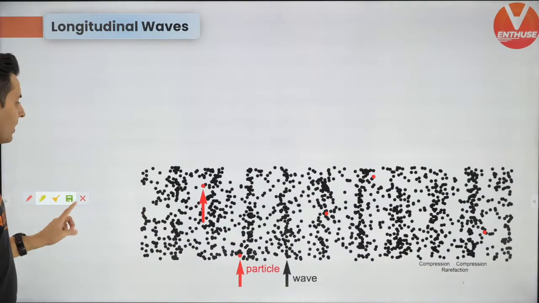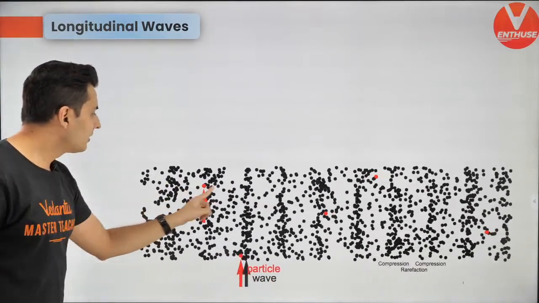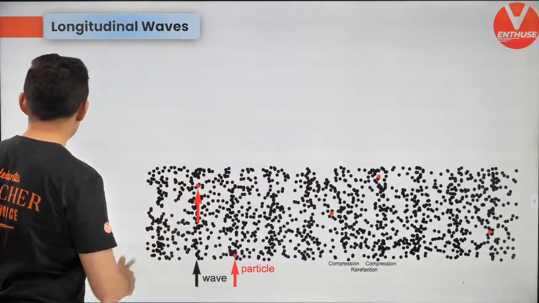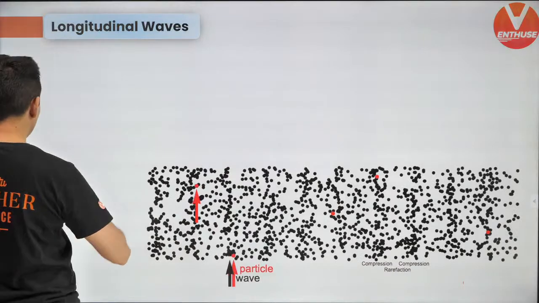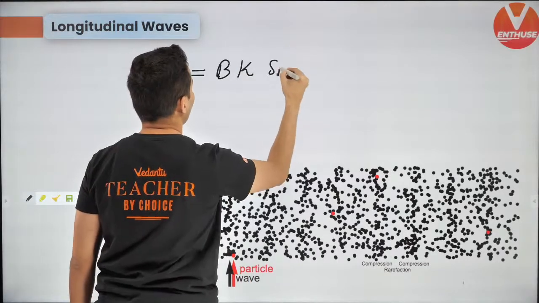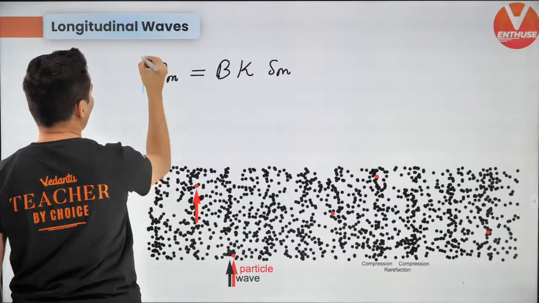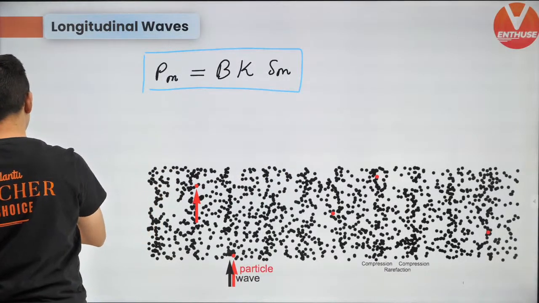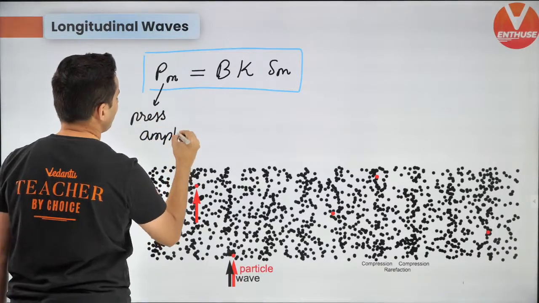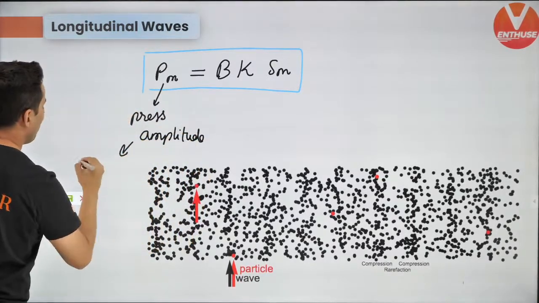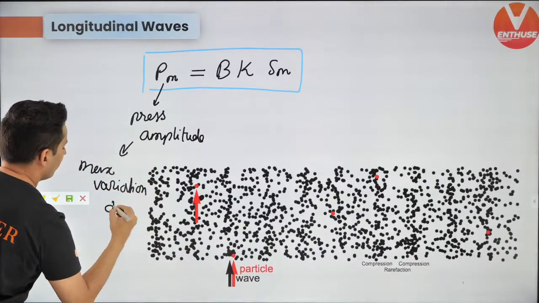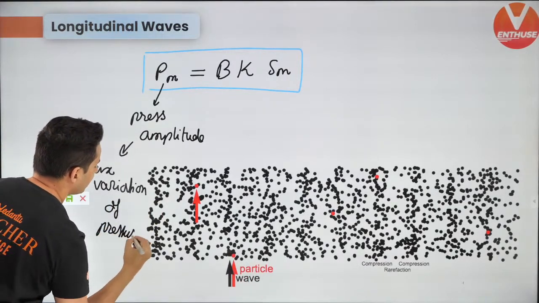Now, you might be wondering, is there any relationship between this displacement and the pressure variations here? Yes, there is a relationship between both of them. And remember this formula, which is PM equals B K SM. This is very, very important formula again. So coming back, what is PM? Pressure amplitude, which is the max variation of pressure. Max variation of the pressure is called the pressure amplitude.